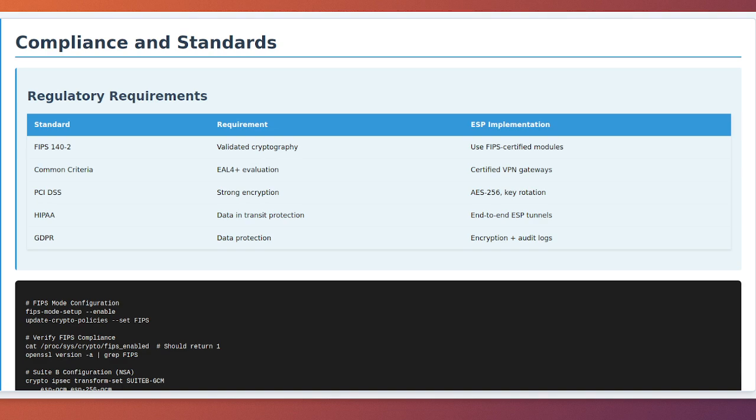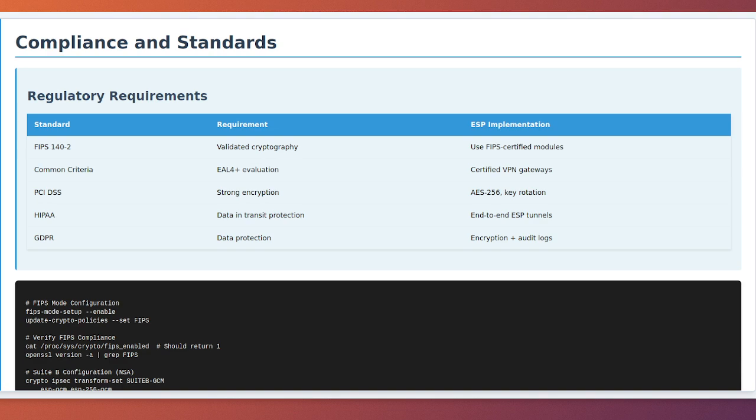FIPS 140-2 and the newer FIPS 140-3 are cornerstone standards for cryptographic module validation in many countries. For ESP with AES-CTR to be FIPS compliant, both the AES algorithm implementation and the CTR mode must be validated. Level 1 compliance requires correct algorithm implementation, while Level 2 adds requirements for physical security and role-based authentication. Many organizations require Level 2 or higher for VPN gateways.